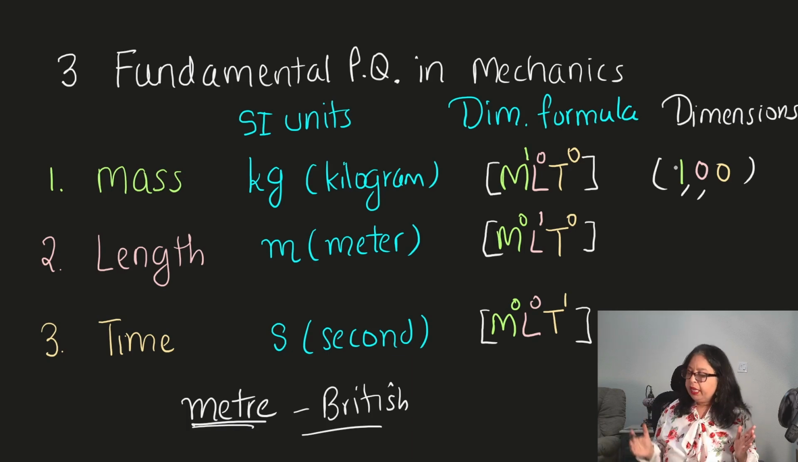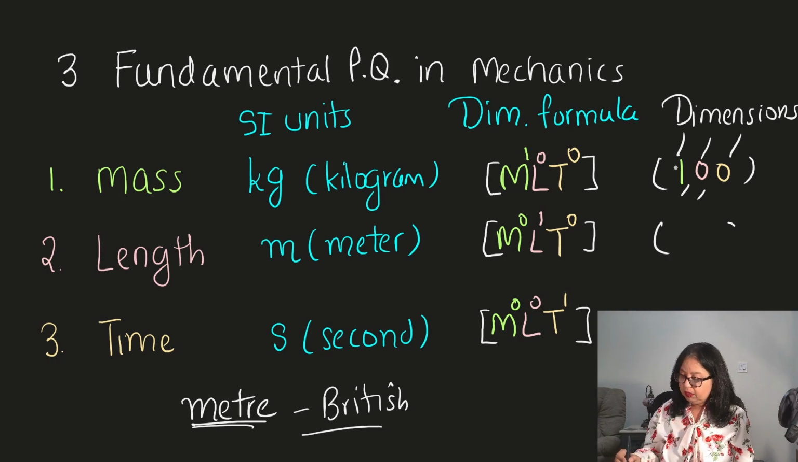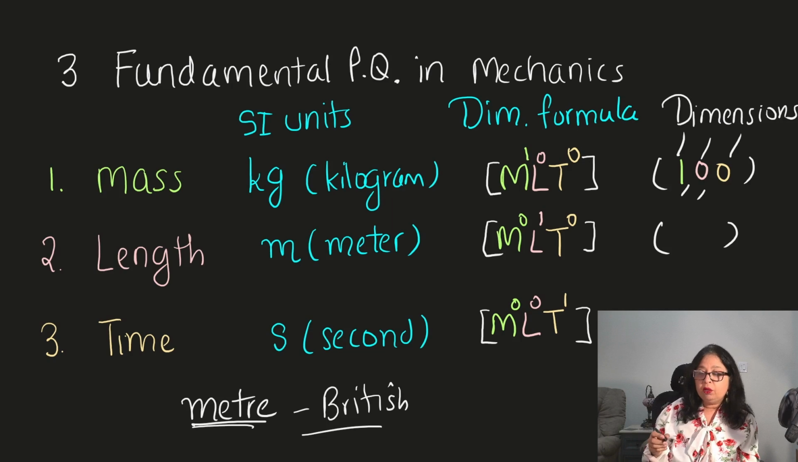Just by looking at it, you should know that the first one is referring to mass. Second one is referring to length. Third one is referring to time. So there's 1 unit of mass here. So it is nothing but mass. Similarly, I'm sure by now you can figure out what the dimensions of length would be.